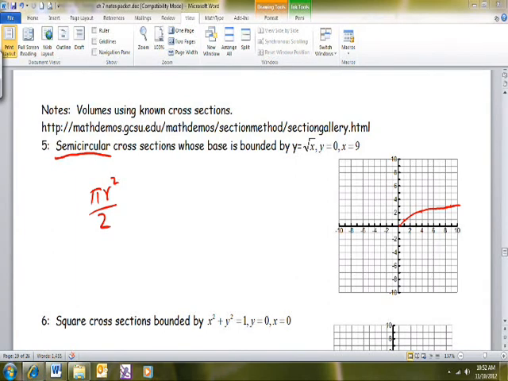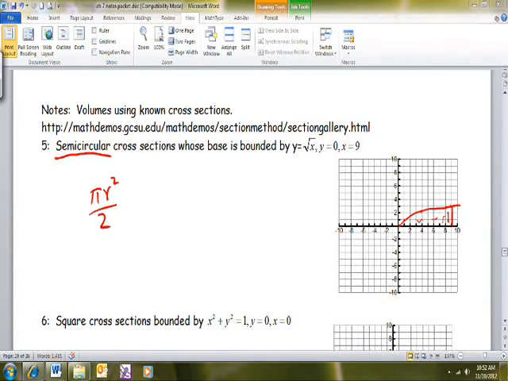So we've got to know what the formula is, and then we also have to know kind of conceptually what's happening here. So the cross sections whose base is bounded by these graphs. So in my picture, I've got my square root of x already drawn. 0 is just 0, and the 9's coming here at 9. So we can kind of tell that we're looking at this area here as my total area, right? Now, we want to do cross sections that are semicircular. Now this is kind of hard to visualize.